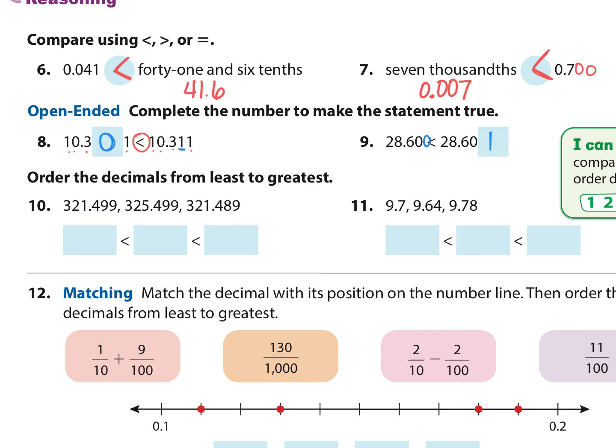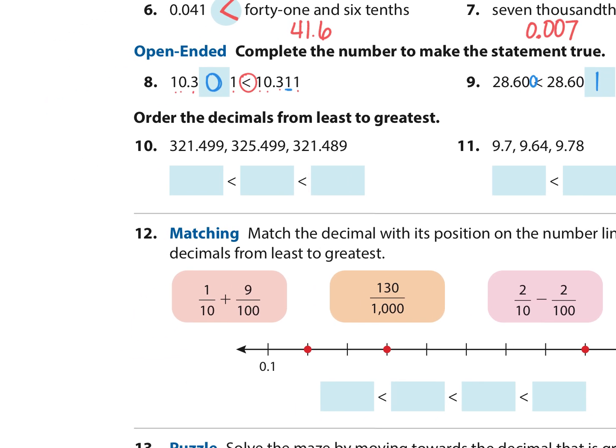So if I plug in a 0 in the thousandths place, that means any number in the thousandths place to the right has to be greater than 0. Okay, order the decimals from least to greatest. Oh my goodness, that's a lot of numbers. So here's where stacking our numbers becomes super helpful.